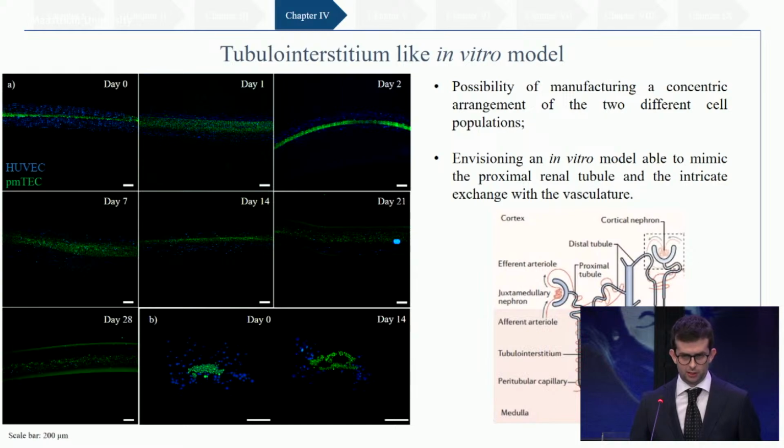In particular, in this panel on the left, we have in a green color the proximal tubule-like structure, and then in the blue color the endothelial capillary side. And we showed that we were able to have a very precise deposition of cells, and this could actually mimic certain aspects of the architecture of the kidney.